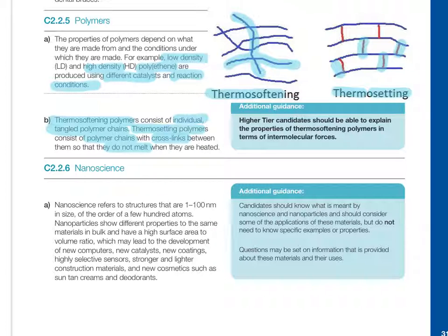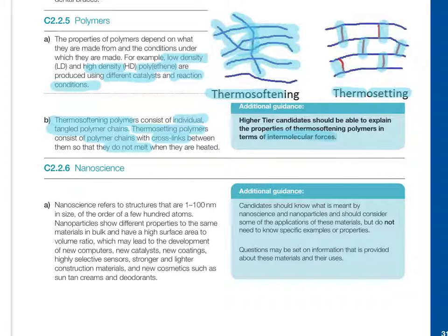It says you need to be able to explain their properties in terms of intermolecular forces. So you have these cross-links, the bonds between the polymers. That makes it a lot stronger. It makes it that it will be set in shape. Whereas your thermosoftening, you just have weak intermolecular forces between the polymer chains, just like you have between the layers in graphite or between the individual molecules in something like ammonia or methane. That's what they mean when they talk about intermolecular forces. Here they're talking about the forces between the chains of polymers.